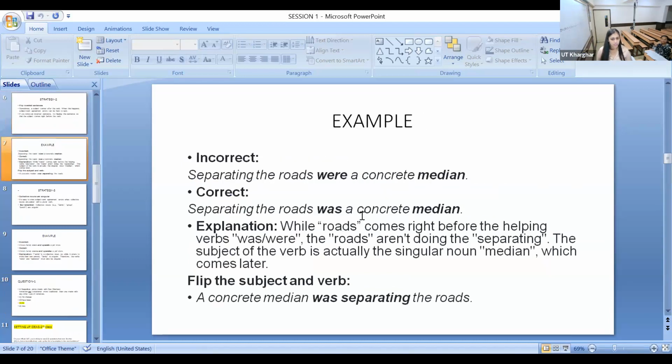And this we also discussed, about inverted sentences and how to flip them. Remember the concrete medium example? If you can manage separating it, the roads was a concrete medium, something like that, then it's okay. If you can't manage, then you need to flip it. So it's up to you.